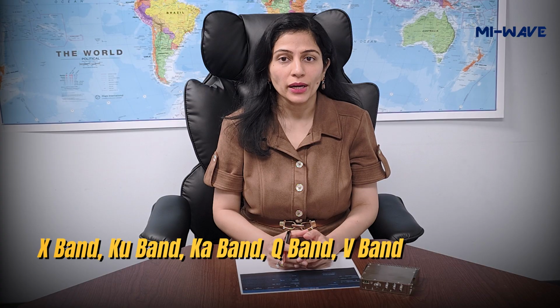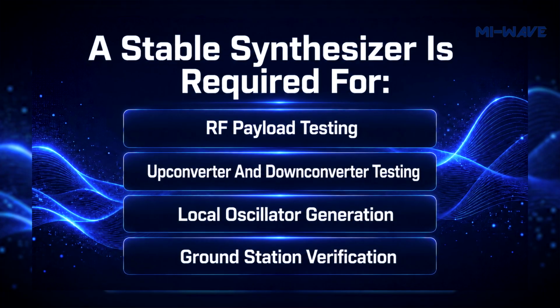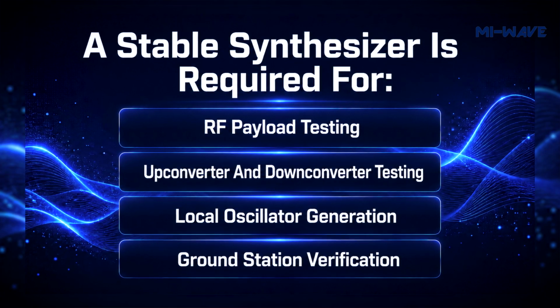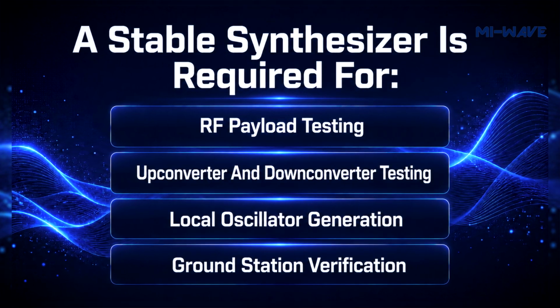In satellite communication applications, modern satellite systems operate in frequency bands such as X-band, Ku-band, Ka-band, Q-band, and V-band. A stable synthesizer is required for RF payload testing, up-converter and down-converter testing, local oscillator generation, and ground station verification. In electronic warfare applications, engineers need flexible RF sources for signal simulation, interference testing, and frequency agile systems. The wideband tuning range and hopping capability of the 958 series make it suitable for these environments.